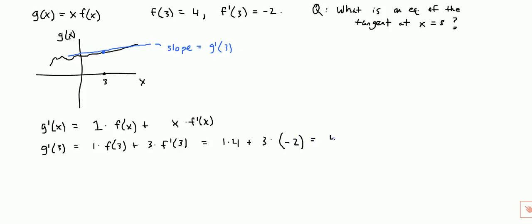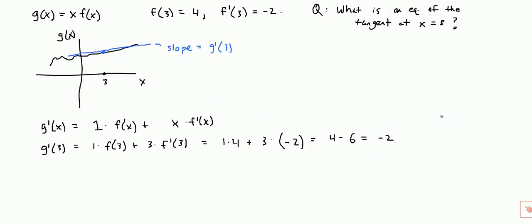That's 4 minus 6, so that's negative 2. So this picture is wrong, right? This is a positive slope, and it's actually negative, but this was just the idea, right? We wanted to find the slope at 3. We found it. g prime of 3 is equal to negative 2.